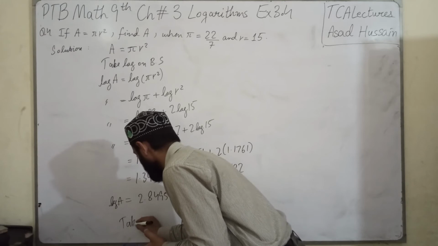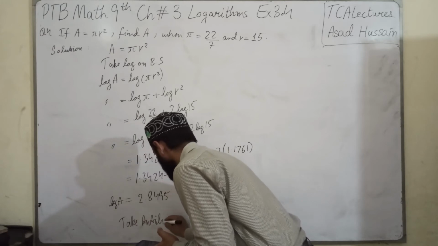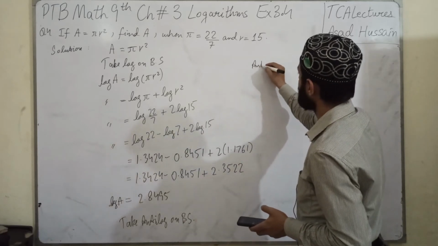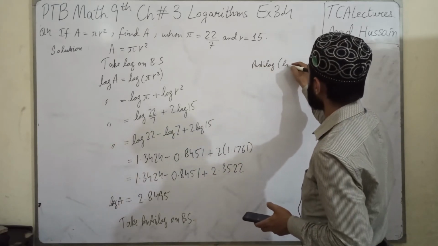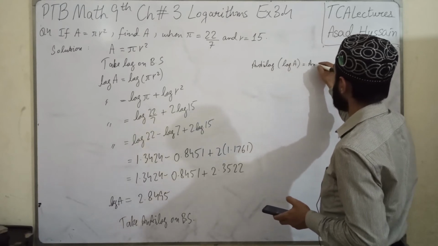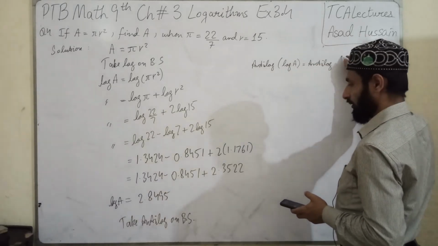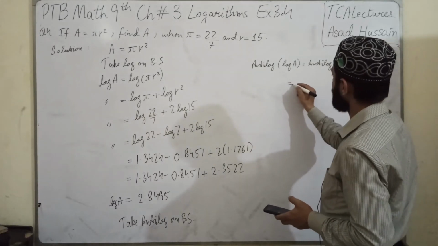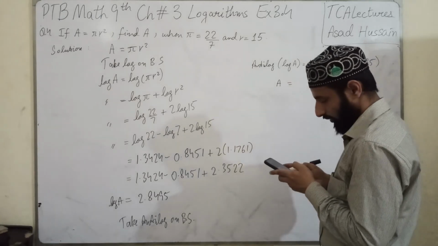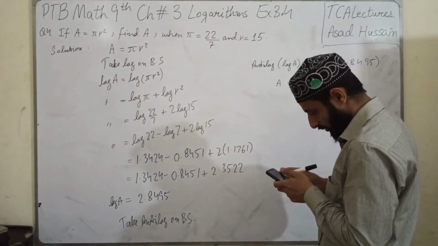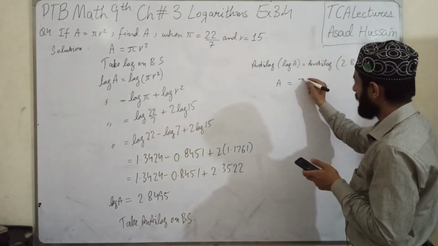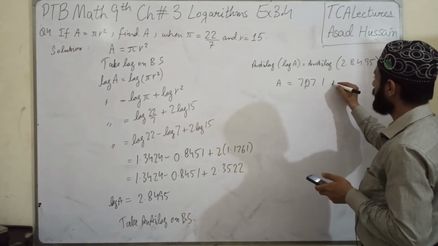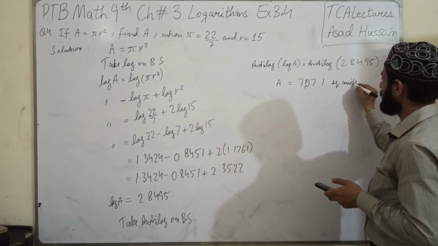Now take anti-log on both sides. We get anti-log of log a is equal to anti-log 2.8495, which is equal to a. Is equal to shift log, we get 707.1 square units. That's all.